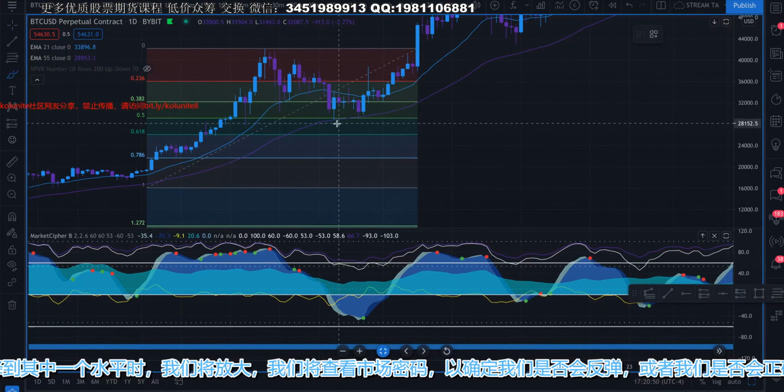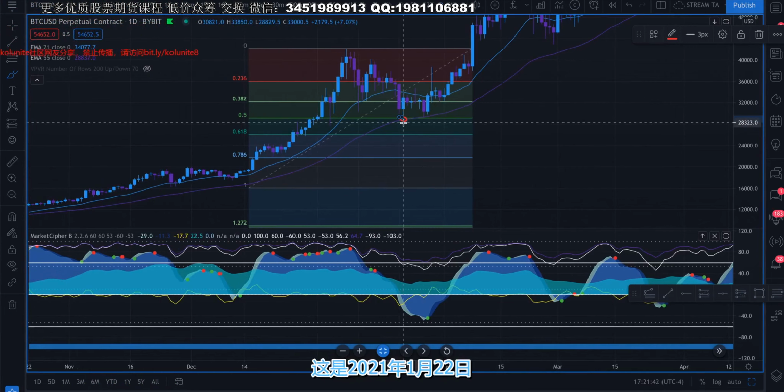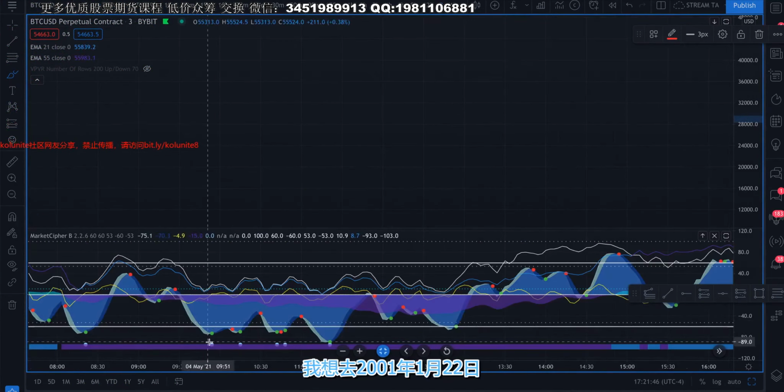So how do we know if we're going to get a bounce or fall through? Well, that's where Market Cipher comes in. I'm going to go ahead and circle this here. What is this? This is January 22nd, 2021. I want to go down to a lower time frame. Let's go to January 22nd, 2021.